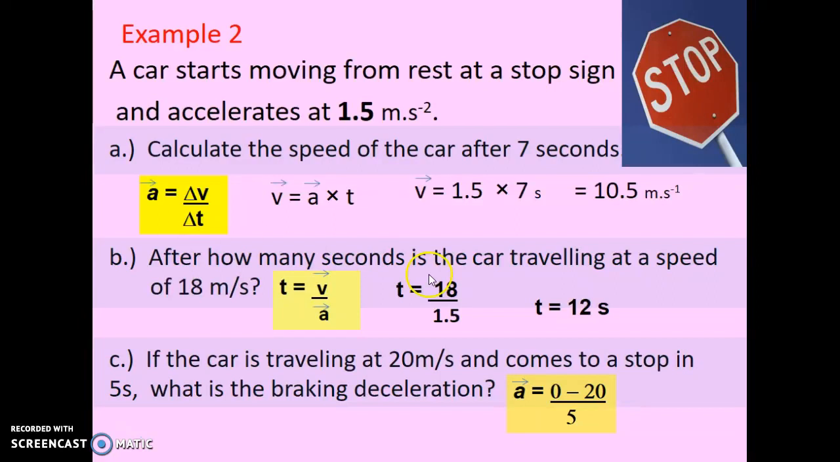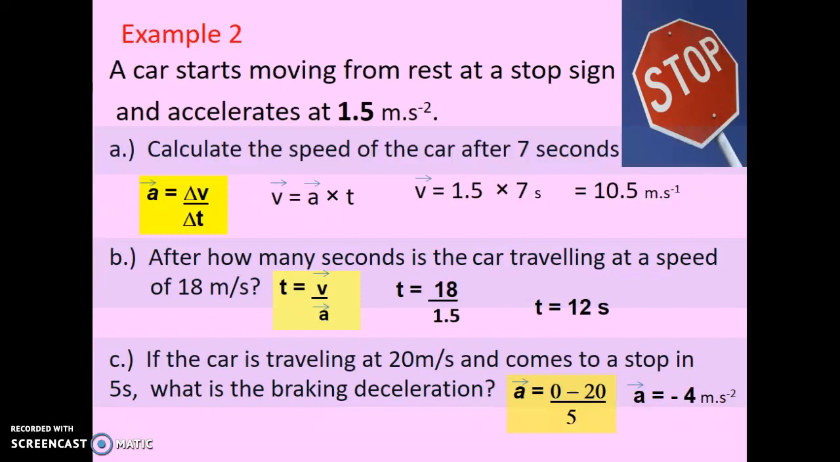And the last question: if the car is traveling at 20 meters per second and comes to a stop in 5 seconds, what is the braking deceleration? So it's the final velocity, so it comes to a stop, minus the initial velocity, which is what it was traveling at, over the time taken for that change. And you end up with -4 meters per second squared.